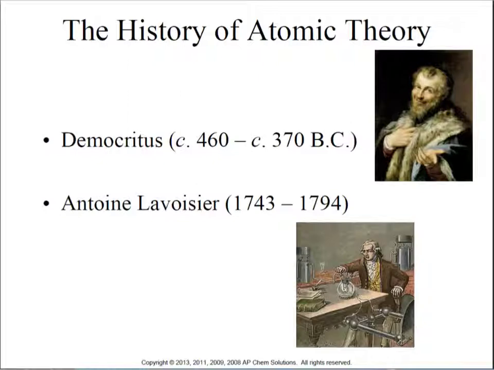And it couldn't be cut anymore because it would lose the properties of that substance. He called that thing an atomos, which means uncuttable. And as you may have guessed, that's where we got the word atom from. Okay, so an atom is the smallest part of a particular element that maintains the properties of that element.